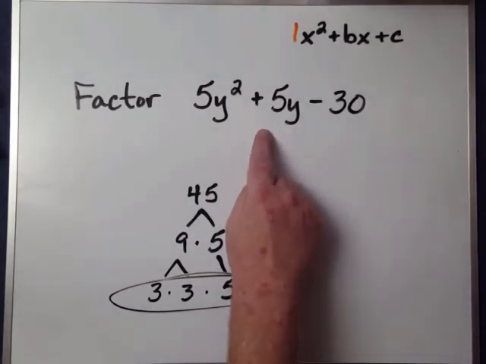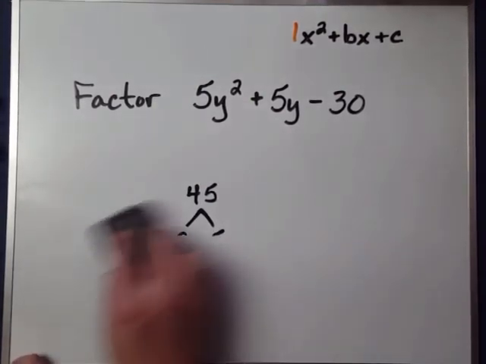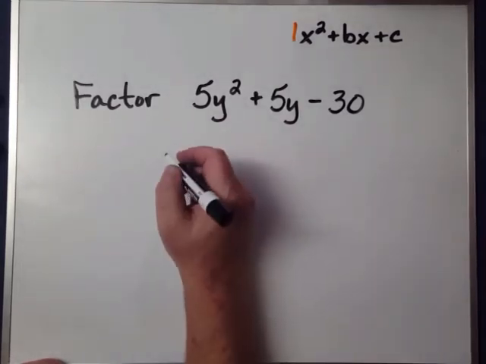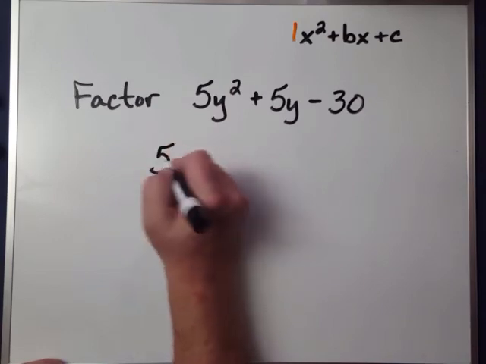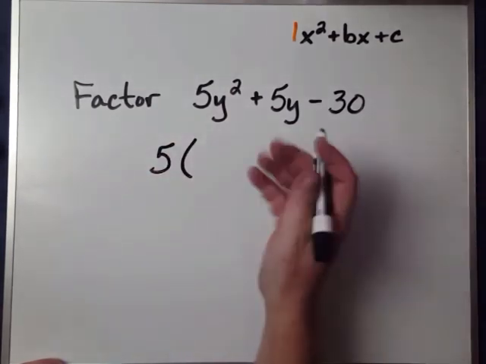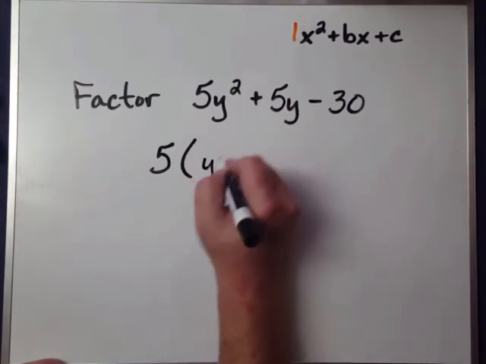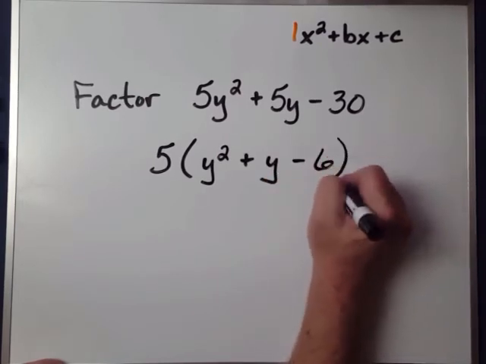Look closely at this trinomial. Look at all three terms. Do you see that they contain a greatest common factor of 5? So what we're going to do is start by factoring out that greatest common factor. Factor out the 5, and this is 5.1 right here. That will leave y squared plus y minus 6.